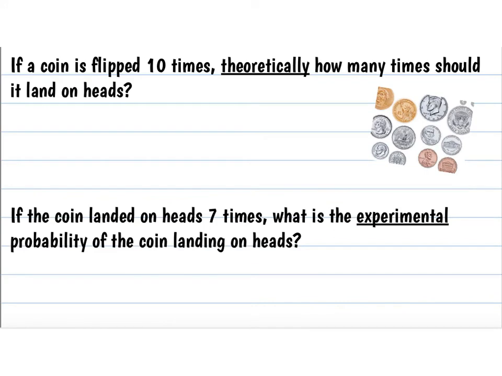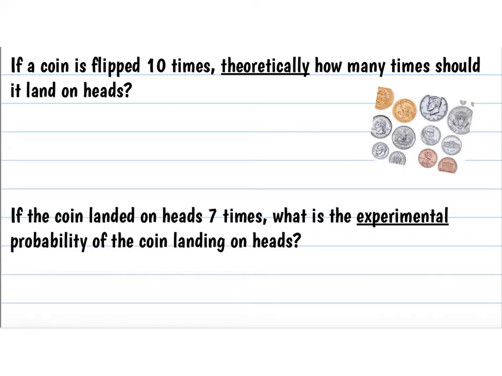Okay, so we're going to go through the examples. Again, I want to see all of these examples in your notes when I look over them. Make sure you have the actual question written down so that when you look back, the answer makes sense and it's not just a random fraction, but you can actually see what the answer is referring to. So the first one, if a coin is flipped 10 times, theoretically, how many times should it land on heads?